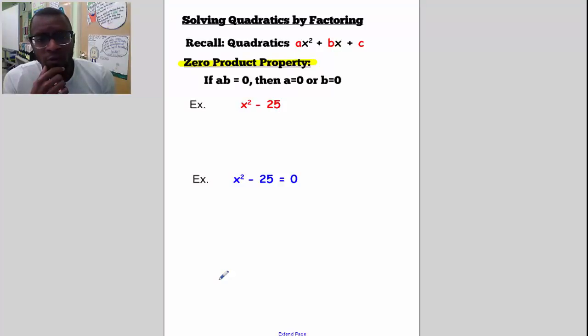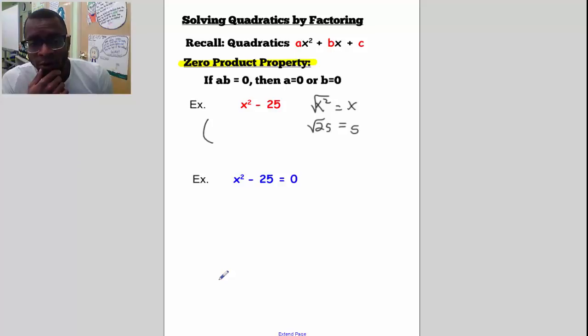Now, let's take this example, our difference of two squares, x squared minus 25. Remember, to factor this, we take the square root of x squared, which is x, and we take the square root of 25, which is 5. These become our factors, and so we end up with two binomials with different operations, one of which is x minus 5 and the other is x plus 5.